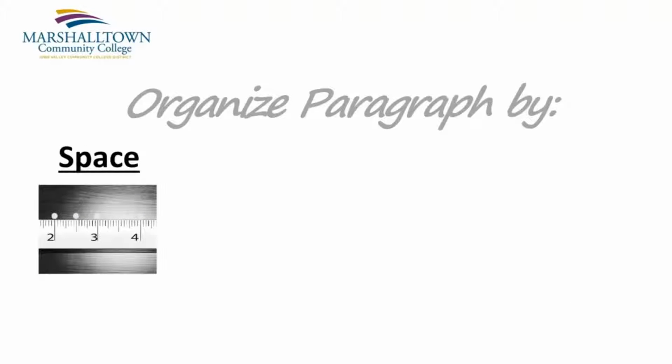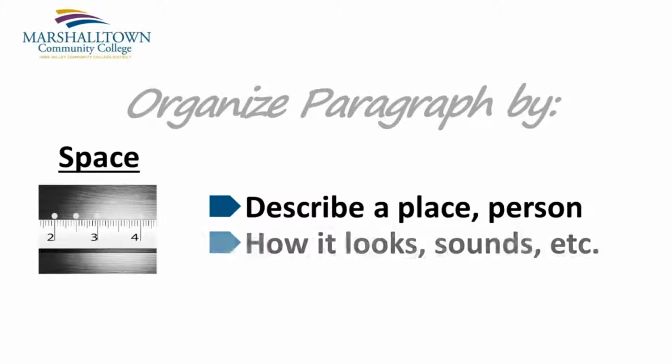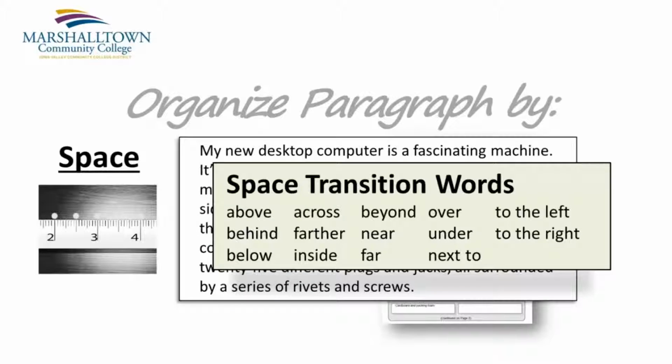When we organize by space, we're talking about a paragraph that describes a place, a person, or a thing. The paragraph often refers to the senses in its supporting details, like how something looks, sounds, or smells. Organizing your paragraph by space is the perfect choice when writing about anything you want to describe to your reader in vivid detail.